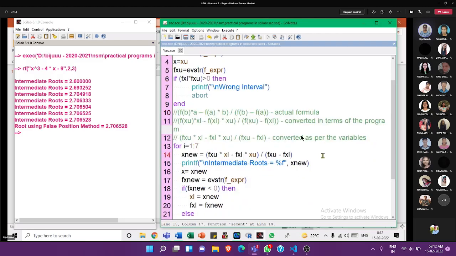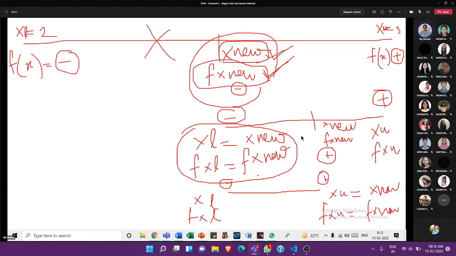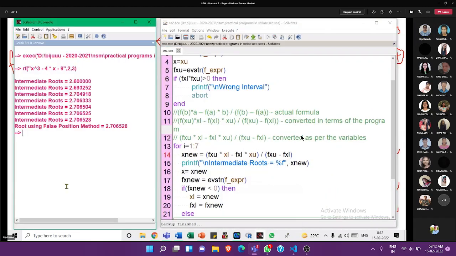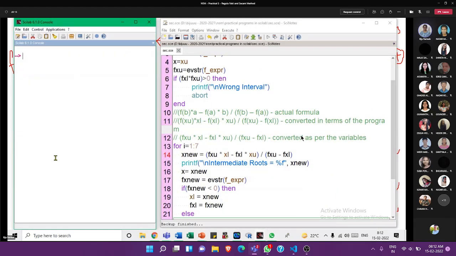Now secant, I'll be using the same formula, but the new value varies over here. It is not like this. This is not the way it goes for secant. This is another way how it goes for secant. Wait, I'll tell you. Or you will tell me. Why should I tell you? You will tell me how it goes.